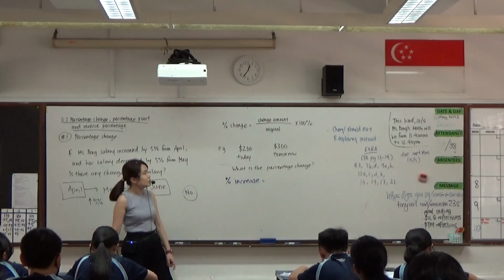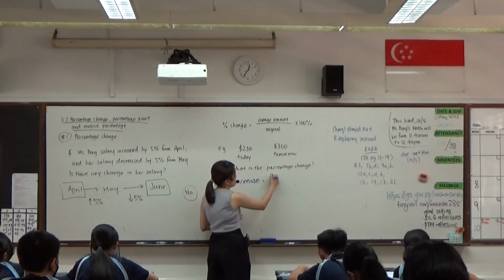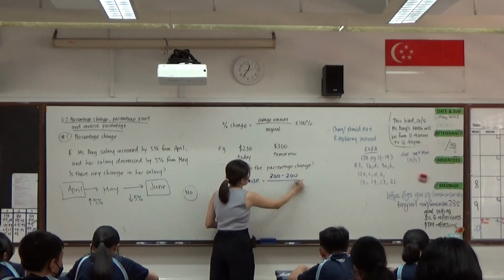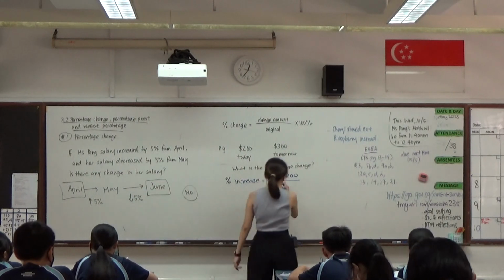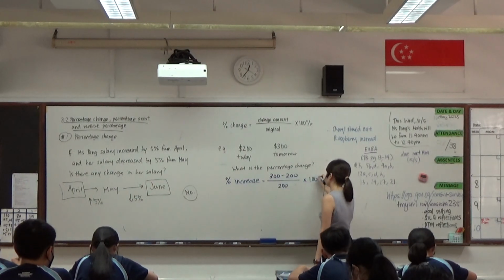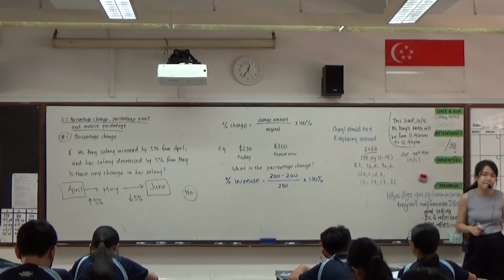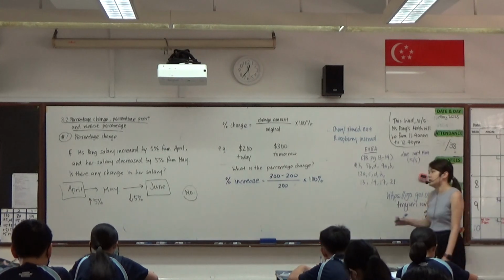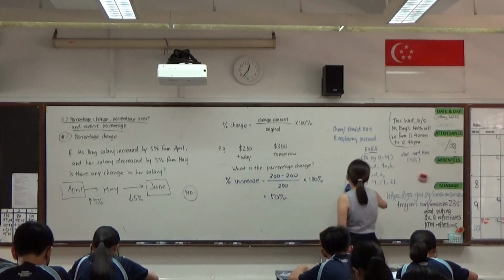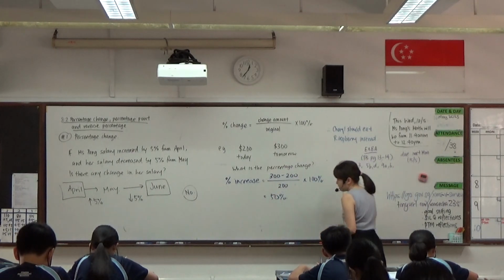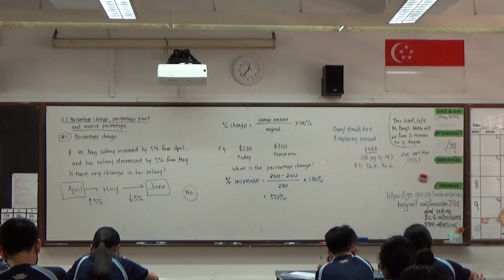The change amount is the difference in the amount. So we always take the big number minus the small number, over the original, the one that's earlier, that will be 200. And then we multiply by 100%. So that is how the formula is being used. In the end, upon calculation, that will be 50%. So I am having a 50% increase in my wages.